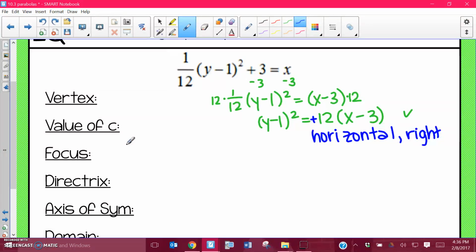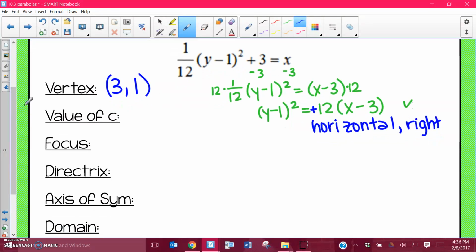Again, when I'm looking for my vertex, I want to use my x-coordinate that goes with x, so that'll be 3, and flip the signs. So 3, 1 is my vertex. And to find my value of c, I take this number right here and I divide it by 4. So I find that my value of c is 3.